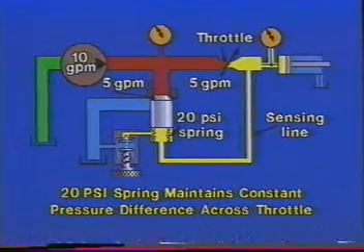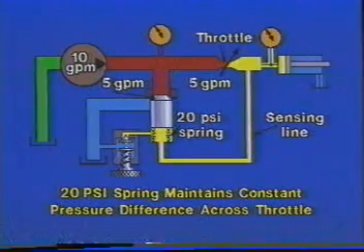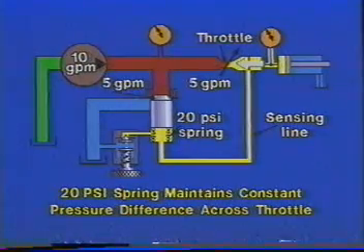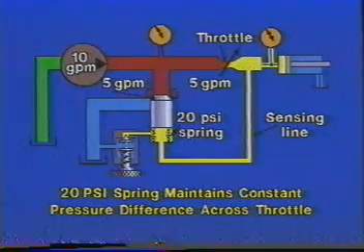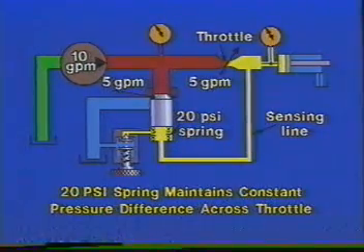So we would have 5 gallons per minute taking this path, the other 5 moving the cylinder piston. With pressure at this point 20 psi, when the pressure at this point is 0. Assuming no load, the pressure difference across our orifice is 20 psi.